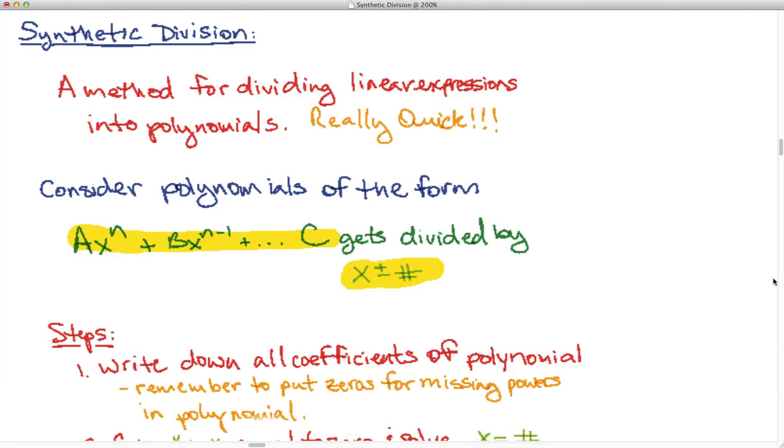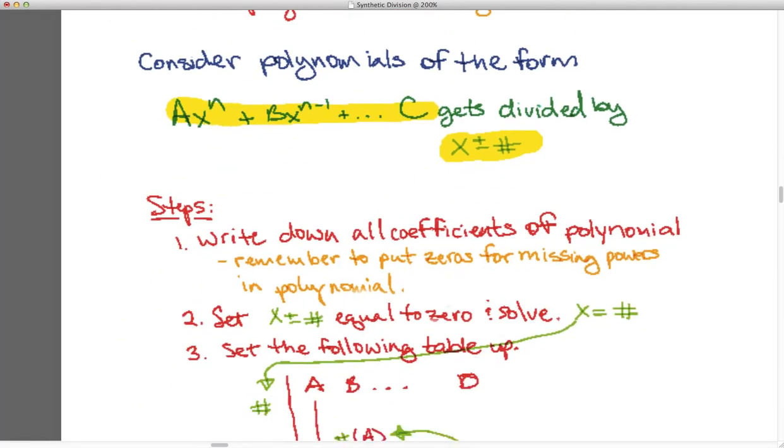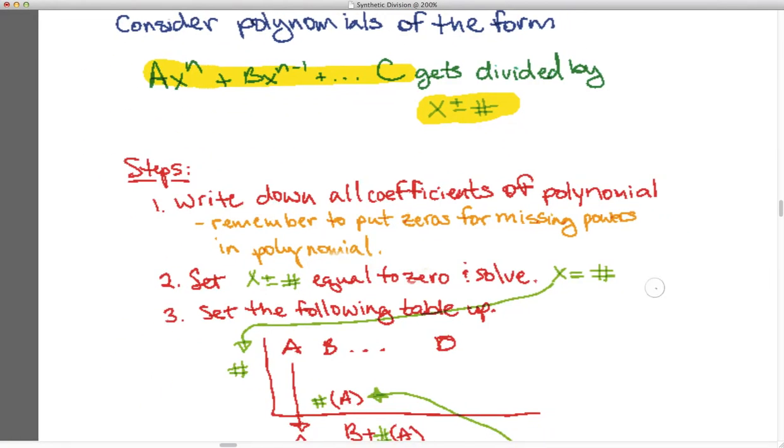And the way you do this synthetic division is you write down all the coefficients of your dividend polynomial without the x's. And then after that, you set this x plus or minus number equal to 0, and you solve and get x equals some number, and that goes on the outside.